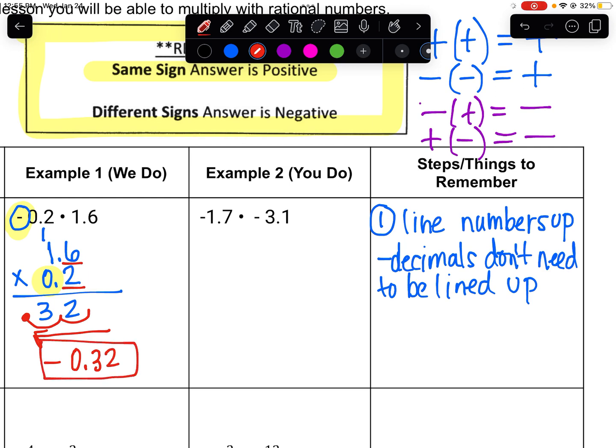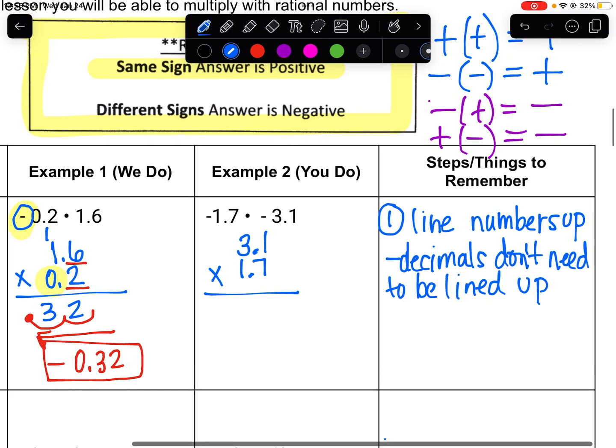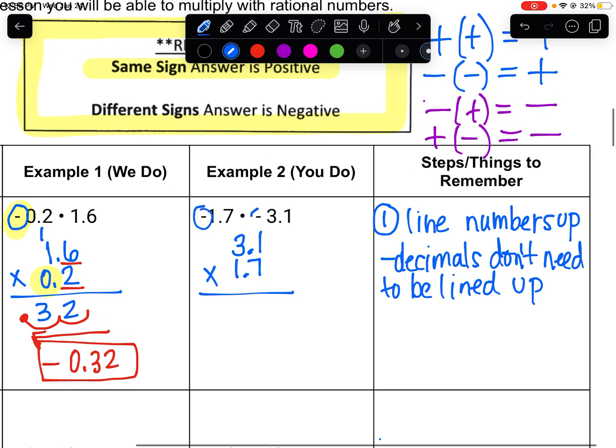All right, so I want you to pause your video and try the next problem, and then come back and check through what I've done. So you should have done this on your own. You're checking your work. I'm going to put my larger number on top, then my smaller number. I'm going to circle that I have 2 negatives so I can make sure I follow my rule at the end. 7 times 1 is 7.